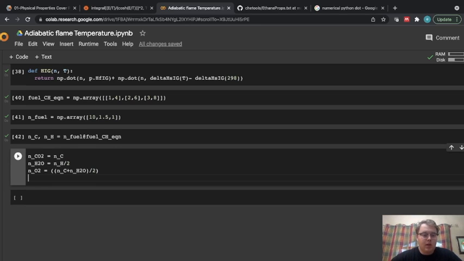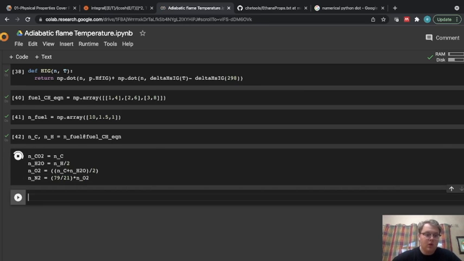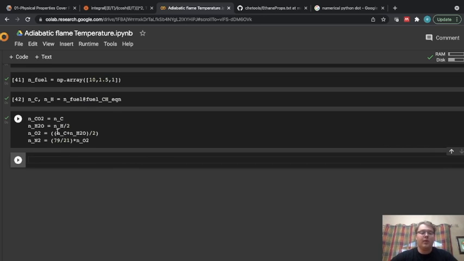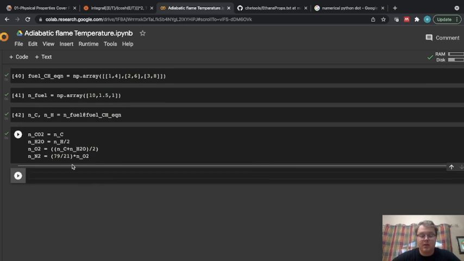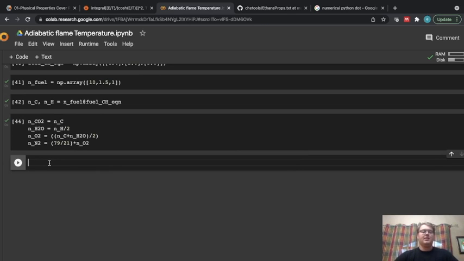And then the last element that I need to clarify the amount of is my nitrogen. So nitrogen doesn't react, and it's just part of the air that's going into the equation. But we know that the ratio has to be 79 over 21 in comparison to our number of moles of oxygen. So times N of O2. There we go. So I've defined the number of moles of all of the inputs and outputs chemically in my system.